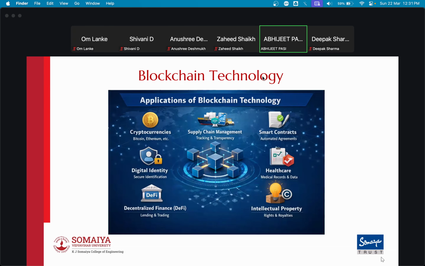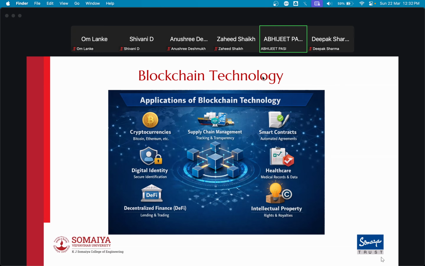When it comes to the applications of blockchain, you can see there are cryptocurrencies, digital identities, NFTs, secure identification, and DeFi. You can look at supply chain, where blockchain is primarily a part of it, to make sure there aren't any changes. Smart contracts are authorized agreements. You can look at healthcare medical records, and intellectual property, that is rights and royalties.